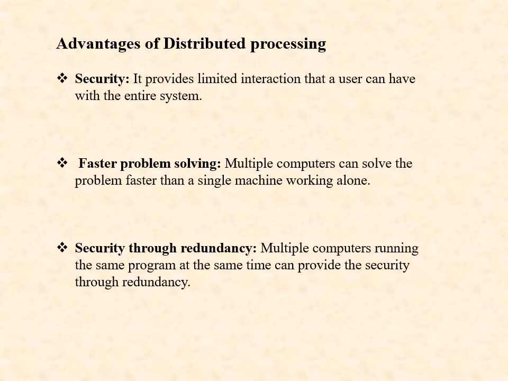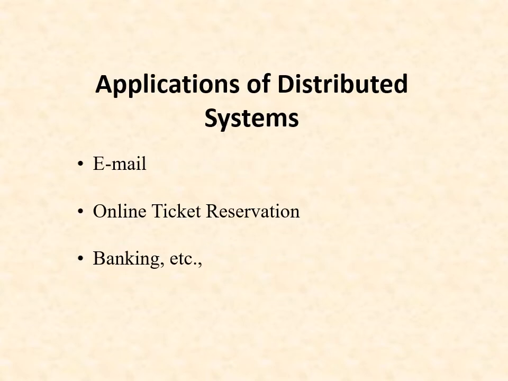Third one, security through redundancy. Multiple computers running the same program at the same time can provide the security through redundancy. For example, if 4 computers run the same program and any computer has a hardware error, then other computers can override it. Applications of distributed systems. Some 3 applications have been listed here. They are email, online ticket reservation, banking.